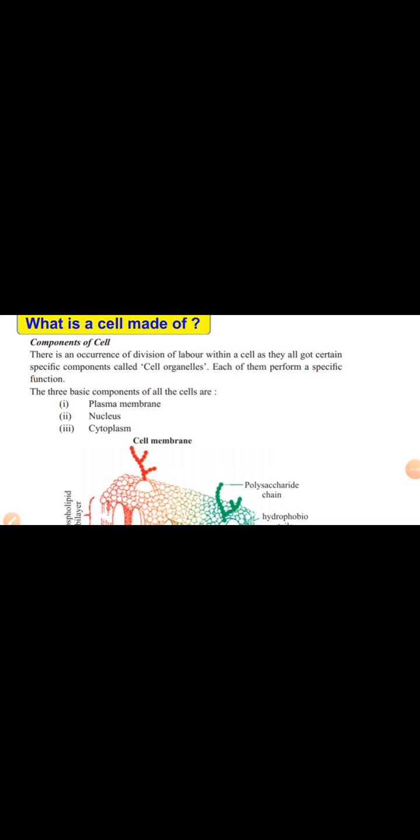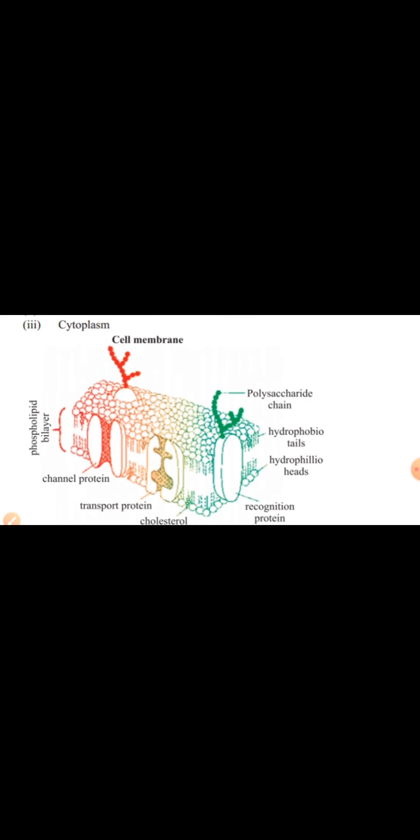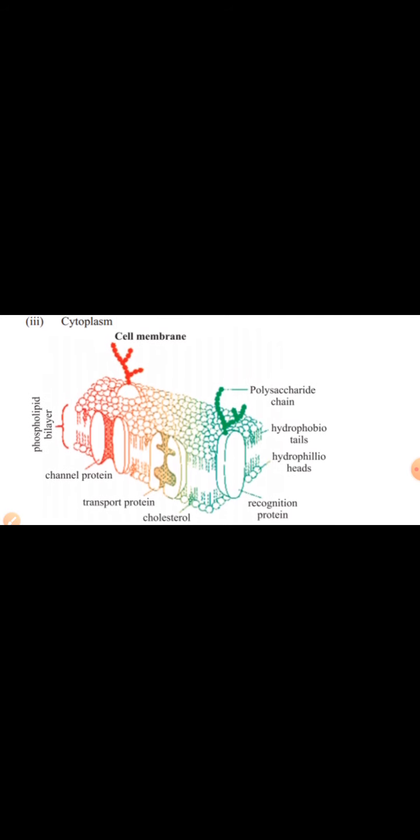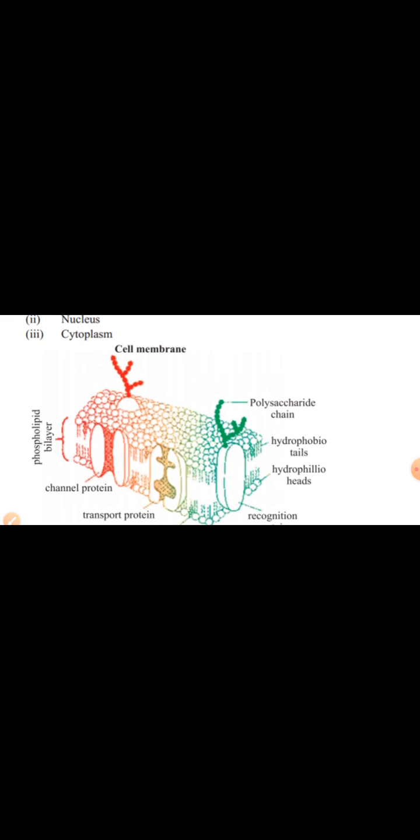Now, dear children, let us discuss the main components of the cell, that is, the three basic components which are visible in almost all types of cell. The first is the plasma membrane, the second is the nucleus, and the third is the cytoplasm. Let us see them one by one and try to find out the function of each important part of the cell. The first one you are observing here is the plasma membrane. It is also known as the cell membrane or plasmalemma.